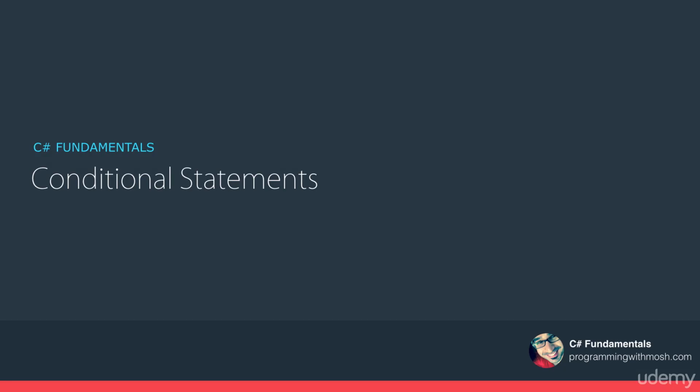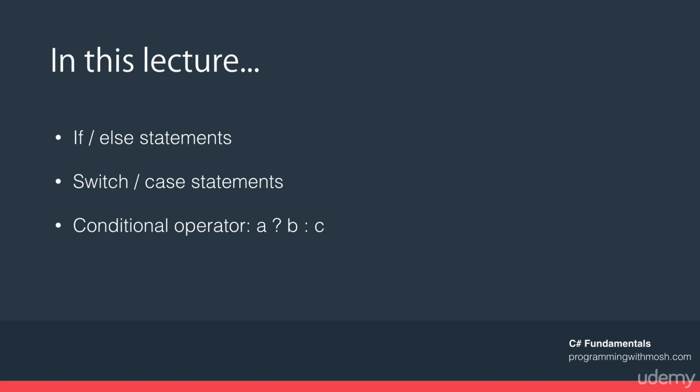Okay, we got to conditional statements. In this lecture, we're going to talk about the language constructs of C# that are used for controlling the program execution. In C#, we have two types of conditional statements. We have if and else, and we have switch and case. We also have a conditional operator, which is basically a short way of writing an if and else. Let's take a closer look at each of these statements.